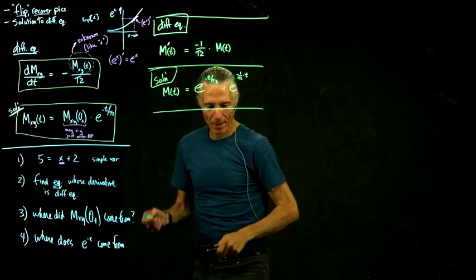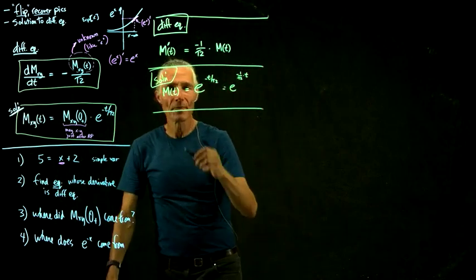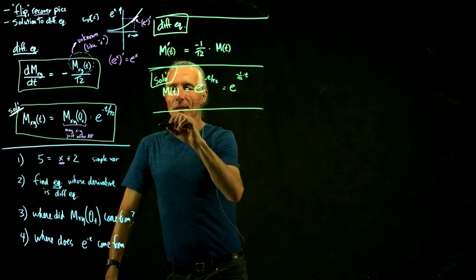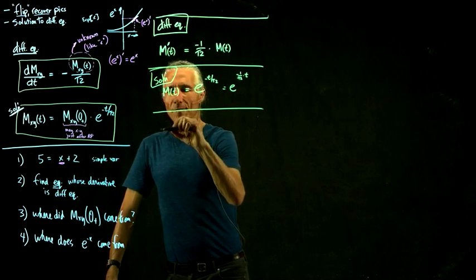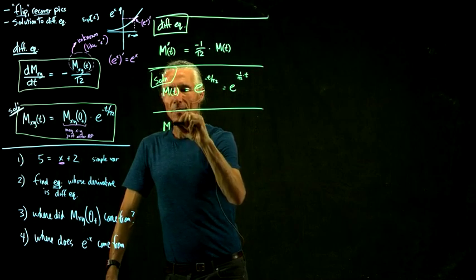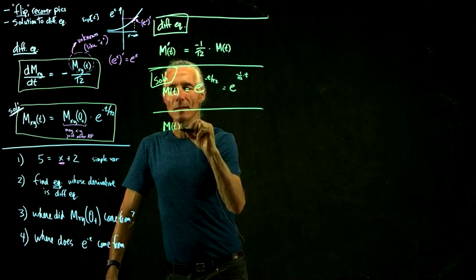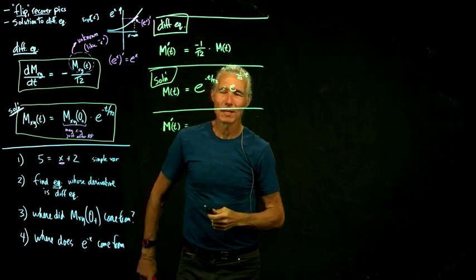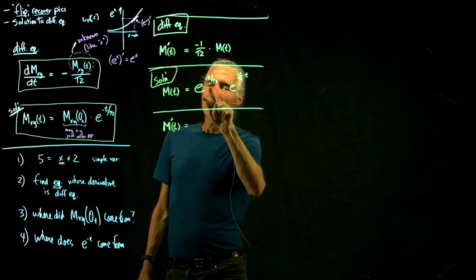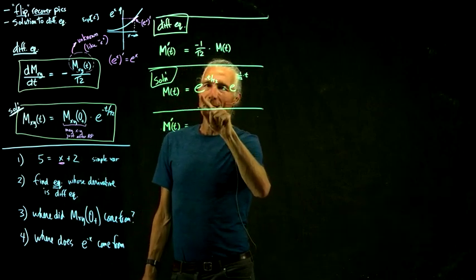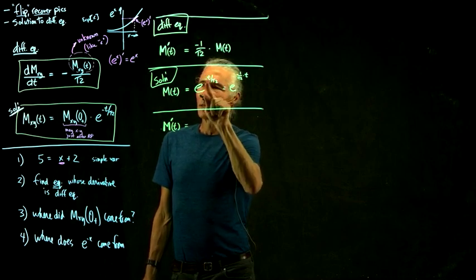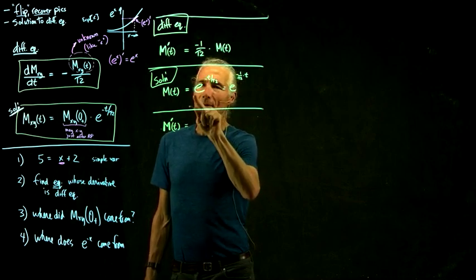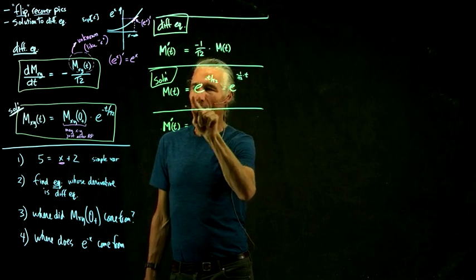Okay, so now we want to take the derivative of that guy just to see if we've done the right thing. And so what would that be? So here's the derivative, and now we've got to take a derivative. So how do you take a derivative? Well, the rules of the derivative are that we have to use what's called the chain rule. We have to take the derivative of the exponent and then multiply it by the whole thing.